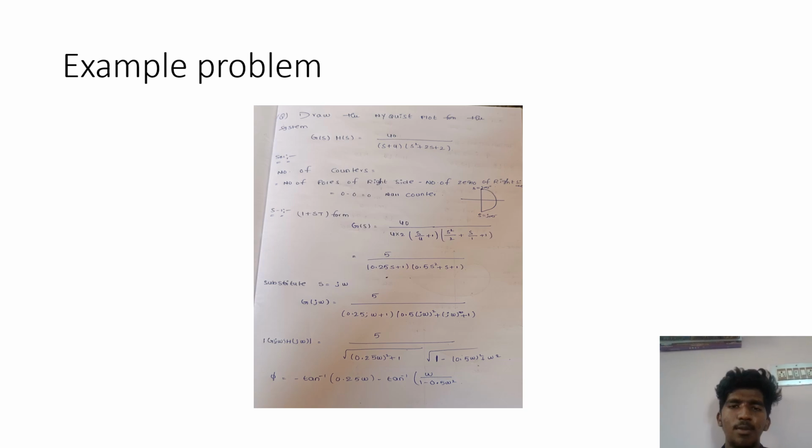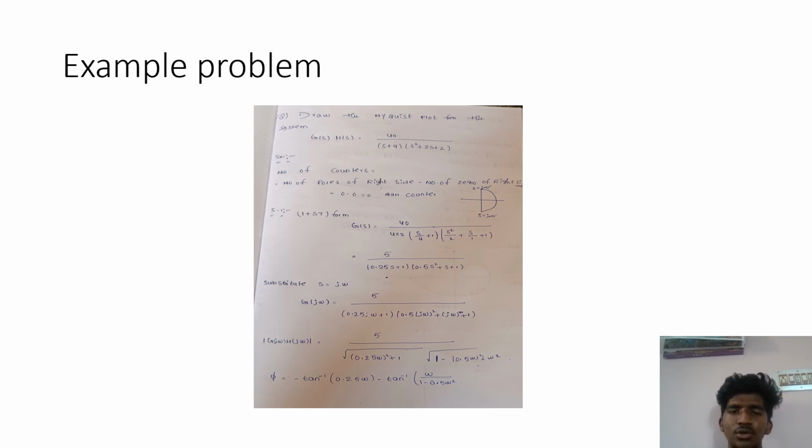For the above problem, the number of poles on the right side is 0, and the number of zeros on the right side is 0, so the contour count is null. Step 1: standard form. G(s) = 40 / (4(s/4 + 1)(s^2 + 2s + 1)) = 10 / ((0.25s + 1)(s^2 + 2s + 1)).